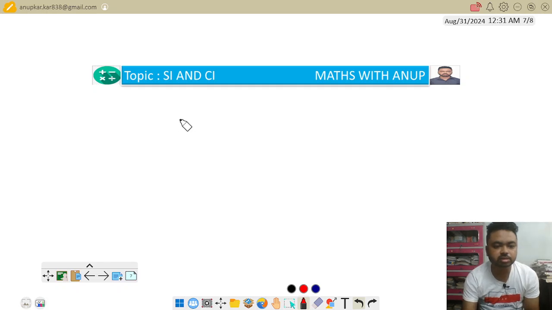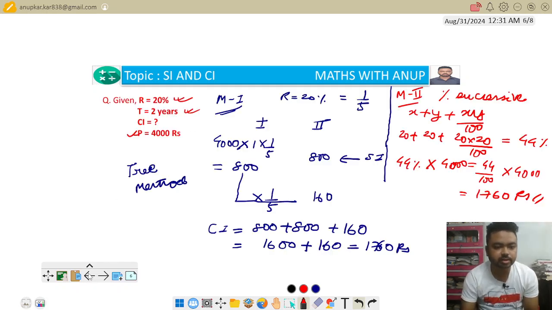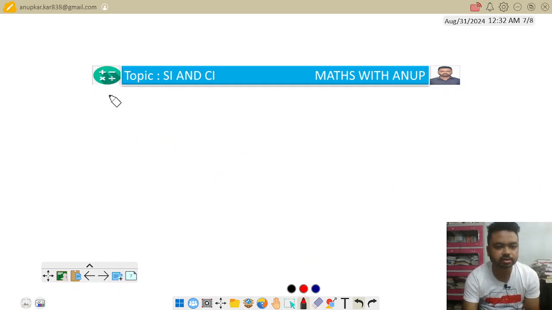Coming to method number 3, I have to check what my rate was: rate 20%, principal 4000, time period 2 years. Now coming to method number 3, that is ratio. The last method was percentage successive, this one is ratio successive.